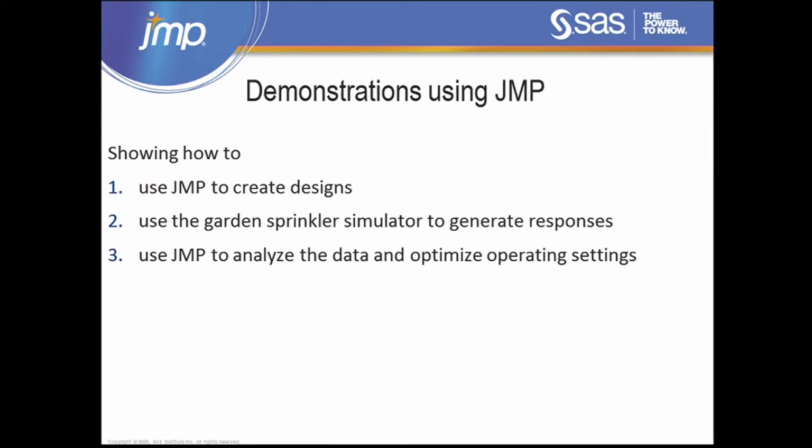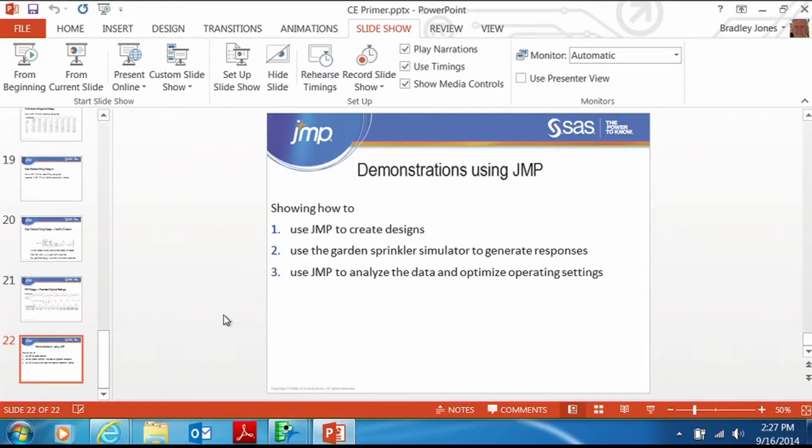So with my remaining time, what I want to do is move away from PowerPoint, which John would probably prefer that I didn't use anyway, and go directly to JMP and show you JMP and the garden sprinkler application, and use some of these designs to generate data, show how to model, and try to understand the comparisons of the various approaches. So that's my plan.